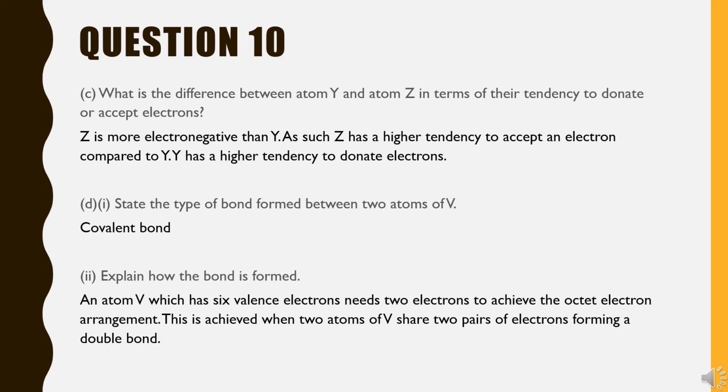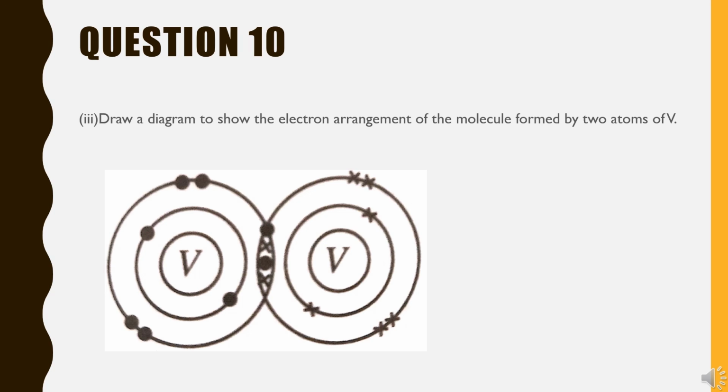For question 10c, based on the electron arrangement, Z is more electronegative than Y. Z has a higher tendency to accept an electron compared to Y. Y has a higher tendency to donate 2 electrons. For question 10d, the type of bond formed between two atoms of V is covalent bond. It is because the electron arrangement of V is 2.6. It has 6 valence electrons. It requires 2 more electrons to achieve octet electron arrangement. This is achieved when 2 atoms of V share 2 pairs of electrons, forming a double bond. This is the electron arrangement of V2. Remember that there are 2 pairs of electrons shared, which is the double bond.